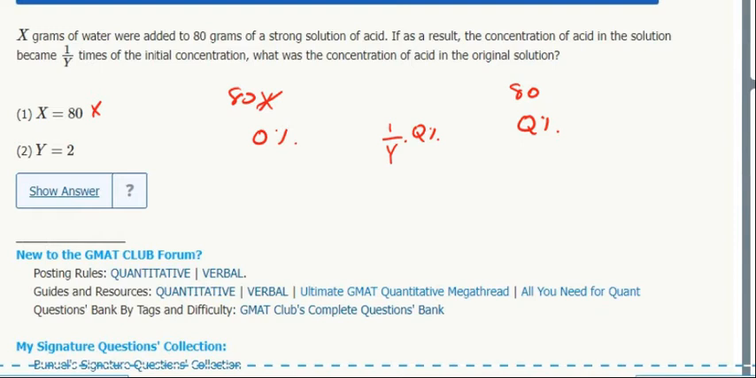Number 2, y equals 2. Okay, so the overall combined concentration is 1/2 of the original concentration. But again, we don't know if this is 80 and so that's 40, or this is 60 and that's 30, or this is 40 and that's 20, so that's not sufficient.